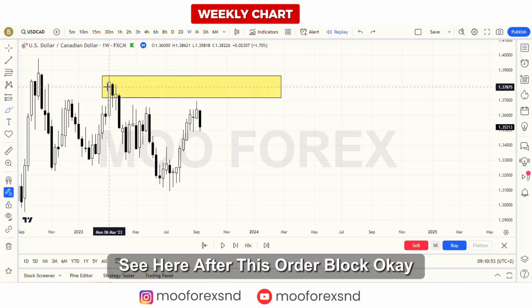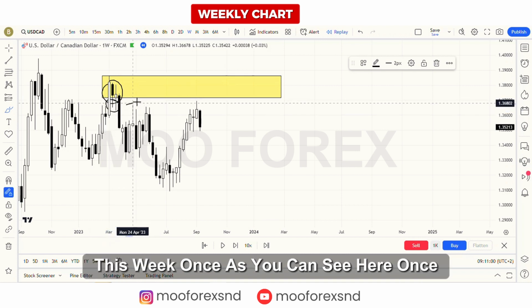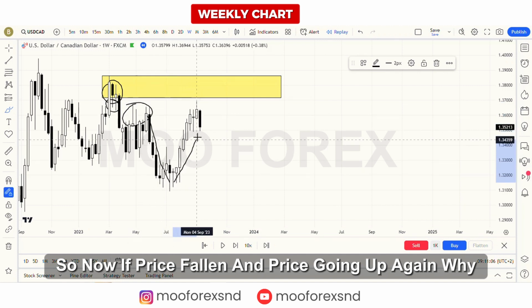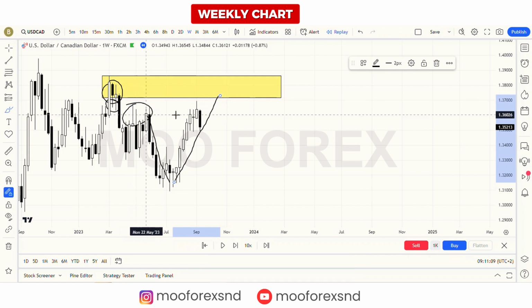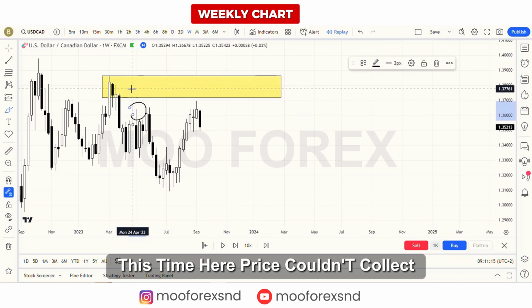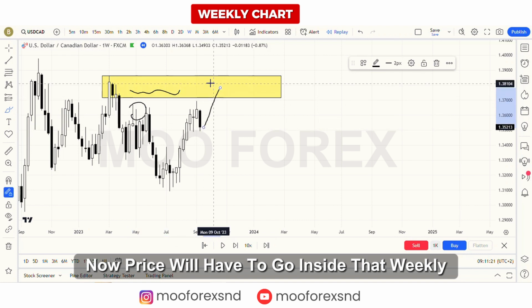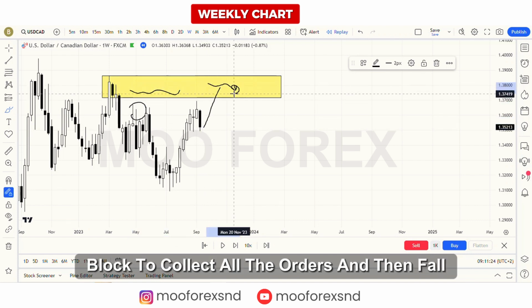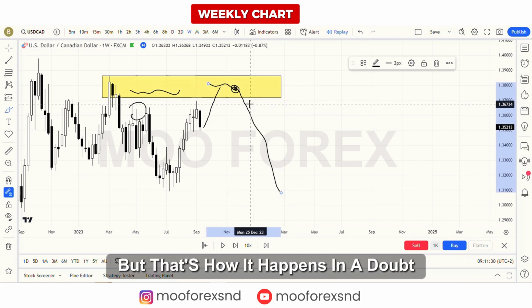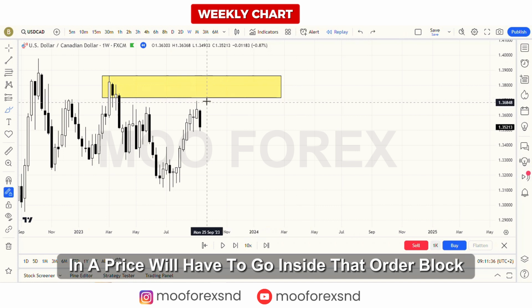See here, after this order block, price actually used this wick once, as you can see here, once. So now if price falls and then goes up again, why? Because this time price couldn't collect all the orders that were inside this order block. Now price will have to go inside that weekly order block to collect all the orders and then fall. Maybe, we never know which direction, but that's how it works most of the time.